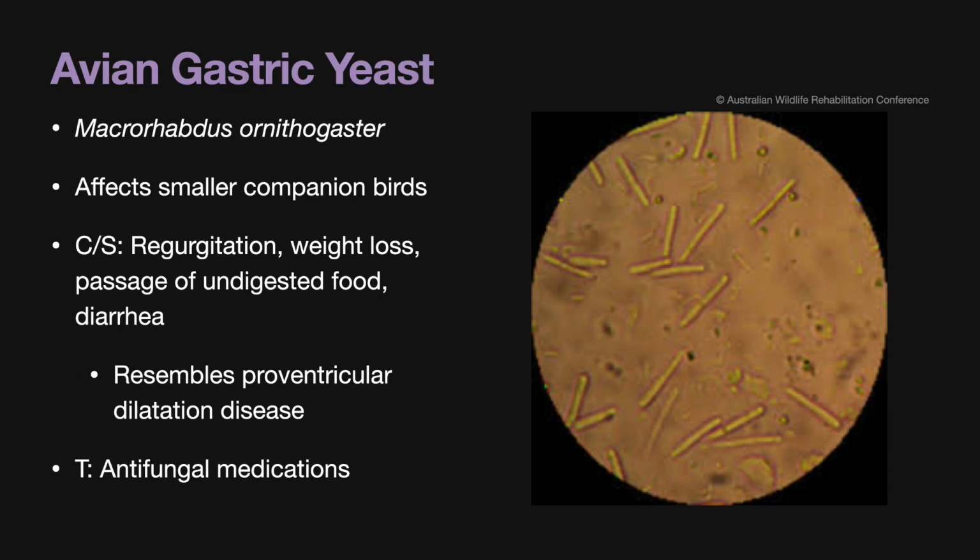The avian gastric yeast is Macrorhabdus ornithogaster. This condition primarily affects smaller companion birds. Clinical signs include regurgitation, weight loss, passage of undigested food, and diarrhea. It can closely resemble proventricular dilatation disease, which we will discuss later. The treatment for this condition is antifungal medications. Now we will look at several viral diseases.